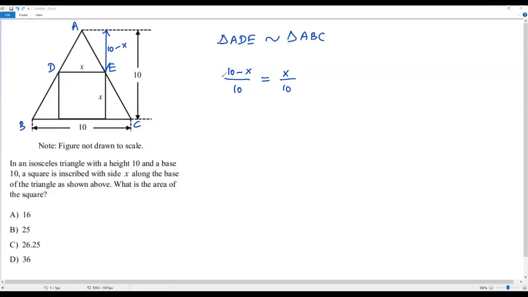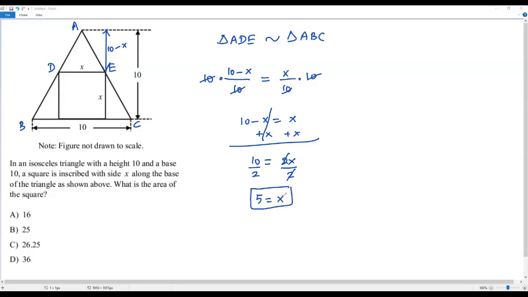Let me multiply both sides of this equation by 10 to get rid of the denominator 10 on both sides. So this 10 will cancel out, and here this 10 will cancel out. I am getting 10 minus x equals x. Now let me add x to both sides. When I do so, the negative x and positive x will cancel out. Then I'm getting 10 equals 2x. Let me divide both sides by 2. When I do so, the 2 will cancel out. 10 divided by 2 is 5, equals x on the right side. Now I got the value of x, that is 5.